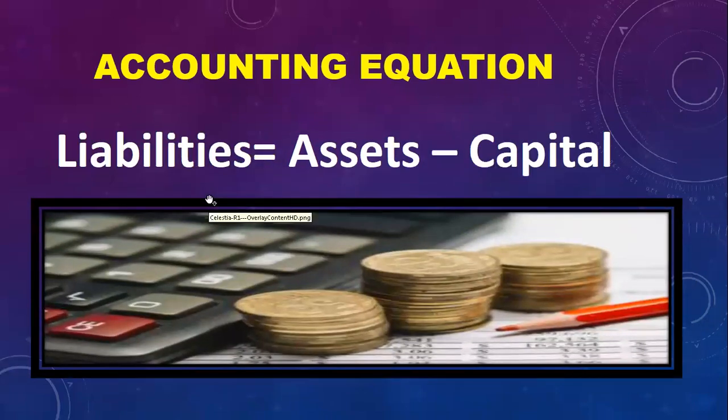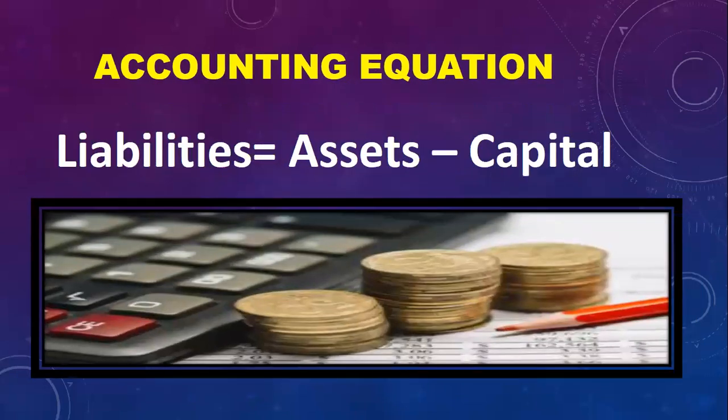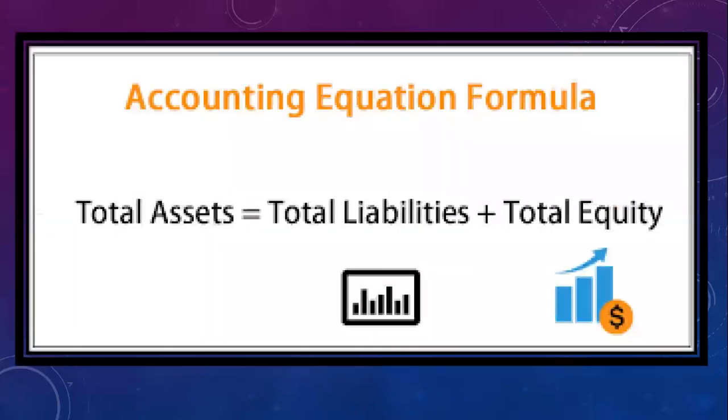These two, that means capital formula and liabilities formula, are called your derived formulas, and this one is your basic formula. If I ask you to write down the accounting equation, you have to write assets equals to liability plus capital. Assets is equal to equities. Clear? Then I proceed towards this formula. Here we have the accounting equation formula.